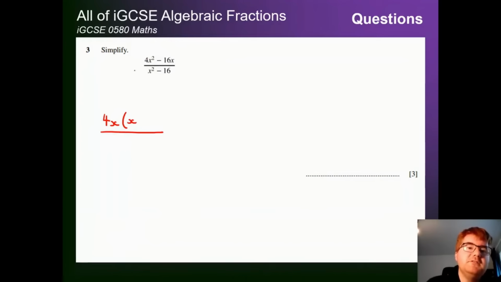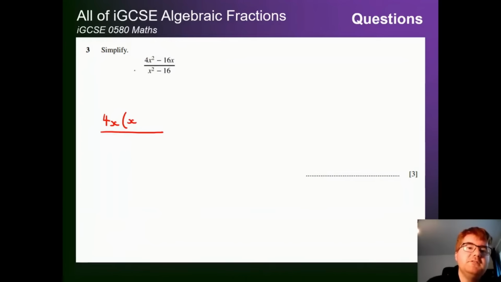Now notice we have another difference of 2 squares here with x squared minus 16, because remember the square root of 16, so something times something gives you 16, and it's the same. What is it? That's 4, and the square root of x squared is just x.